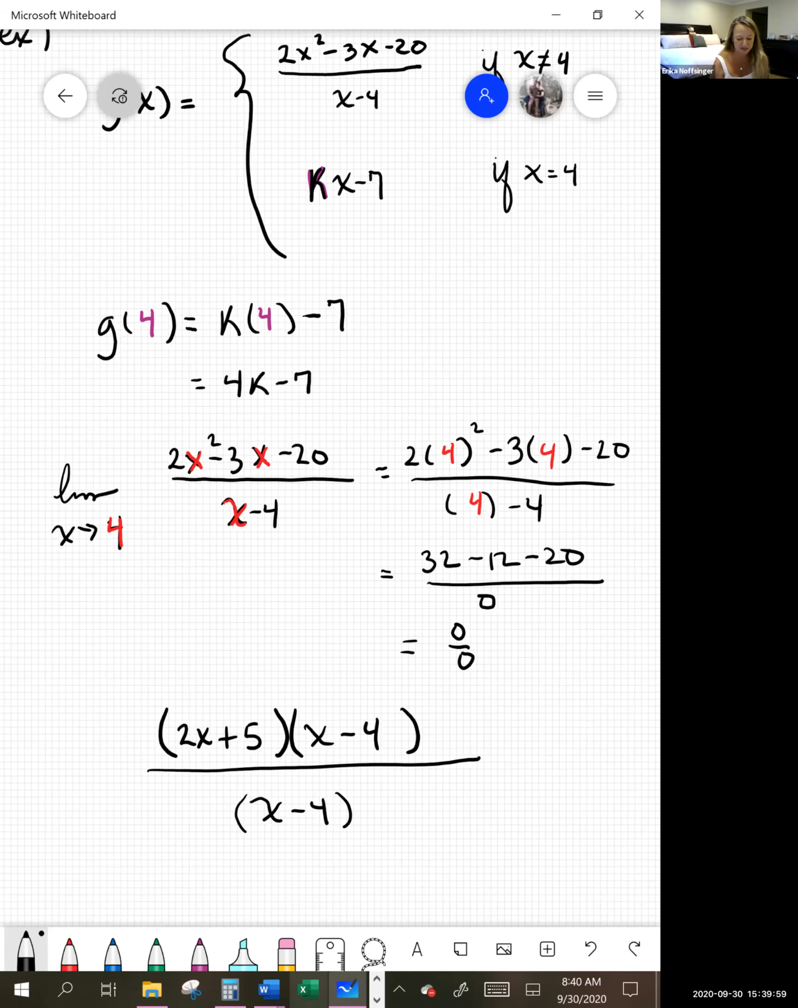So 2x times x is our 2x squared, so that's good. Our middle term would be this negative 8x, 2x times negative 4, which is negative 8x, plus 5x. Negative 8x plus 5x is our middle term. Okay, so we got that. And so notice that these cancel.